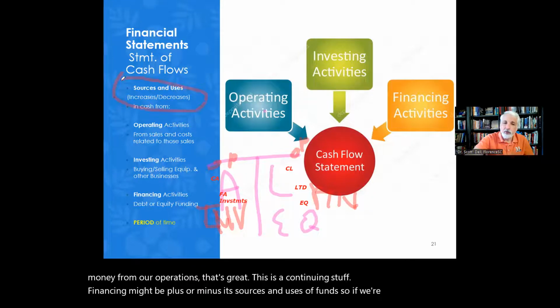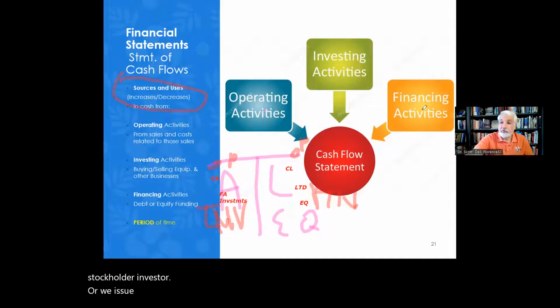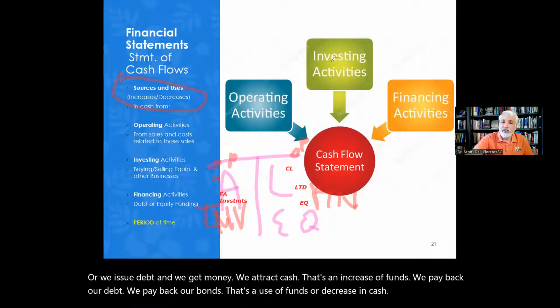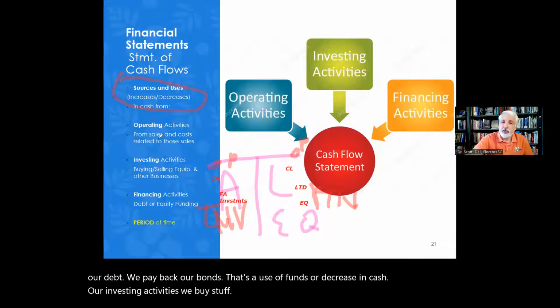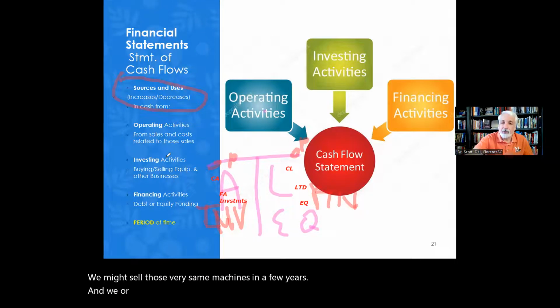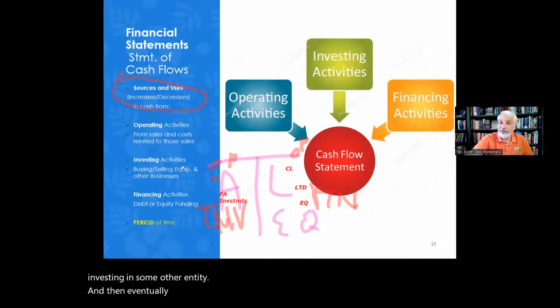So if we're looking at sources and uses, or increase and decrease, a source of funds or an increase of funds, we attract a stockholder or investor. Or we issue debt and we get money. We attract cash. That's an increase of funds. We pay back our debt, we pay back our bonds. That's a use of funds or a decrease in cash. Our investing activities, we buy stuff. We might buy machines. Again, that's a use of funds. Cash goes down. We might sell those very same machines in a few years, or we invest in another company. We're investing not in ourselves with a stock, but investing in some other entity. And then eventually we might sell that ownership interest. So that's a source of funds at that point.